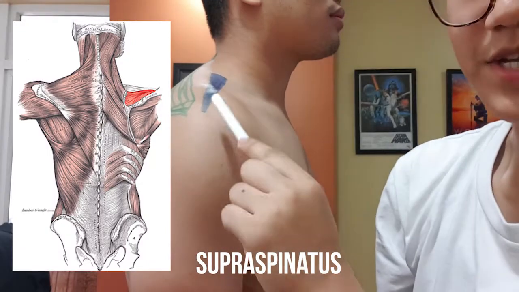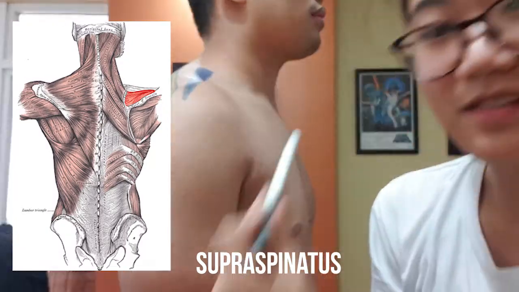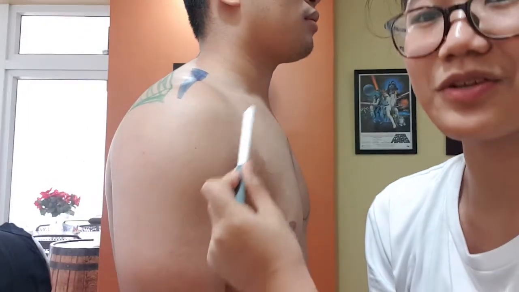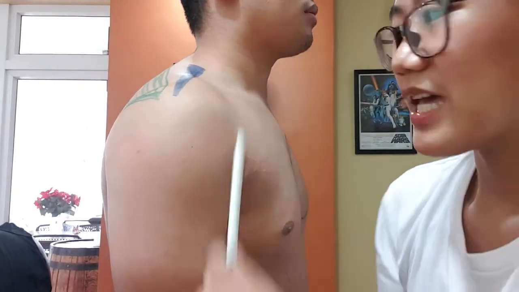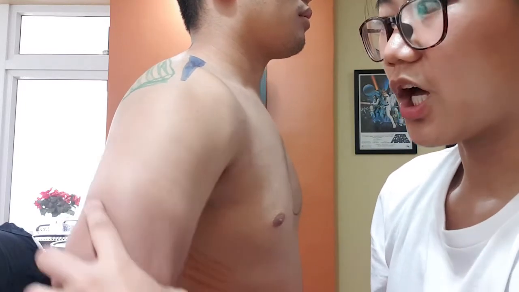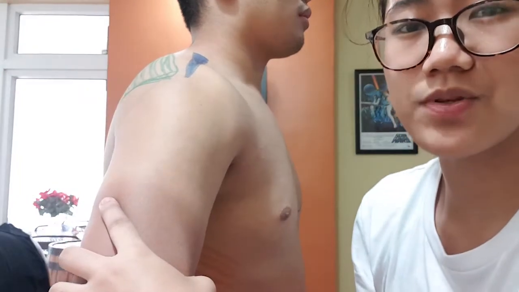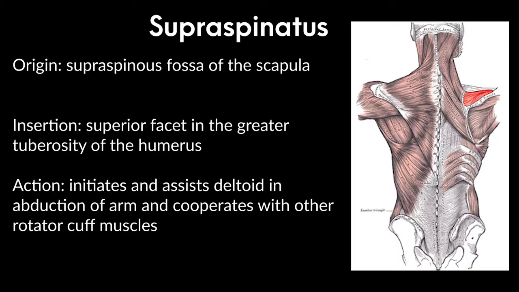This is the supraspinatus. It originates at the supraspinous fossa of the scapula. It inserts at the superior facet of the greater tubercle of the humerus. Its action is to help in the abduction of the arm with the deltoid, and it cooperates with other rotator cuff muscles.